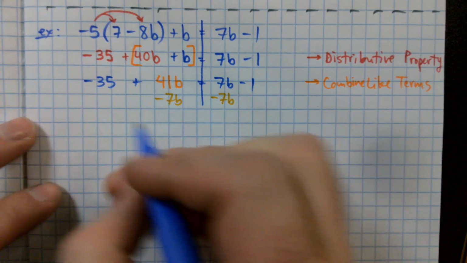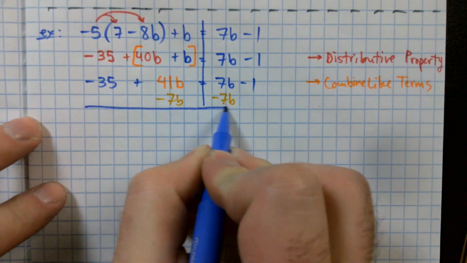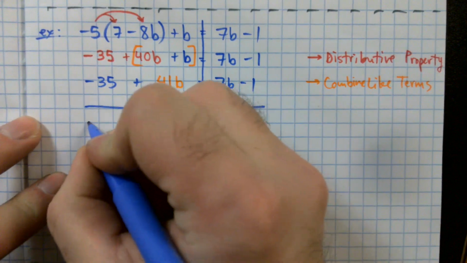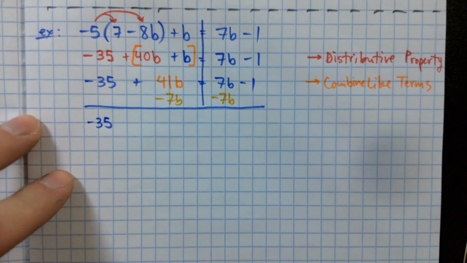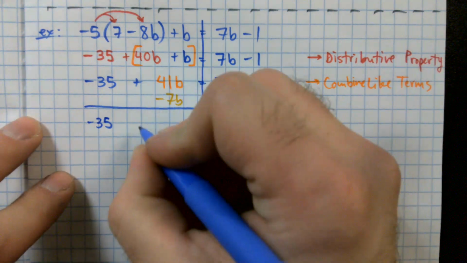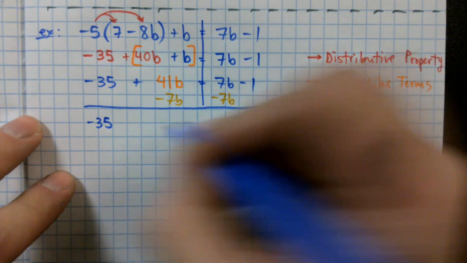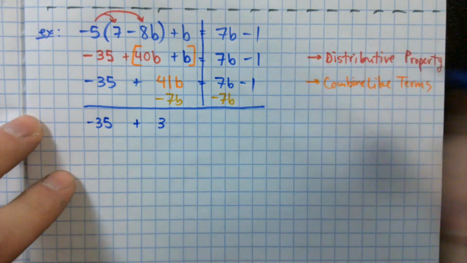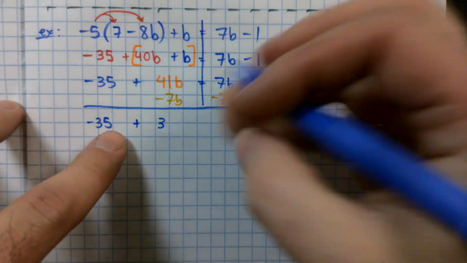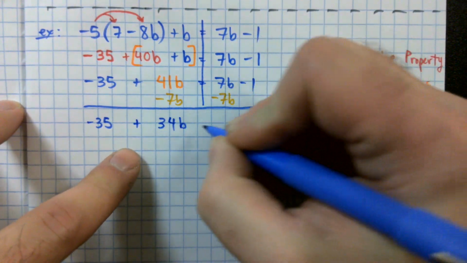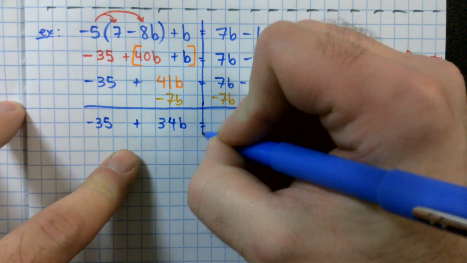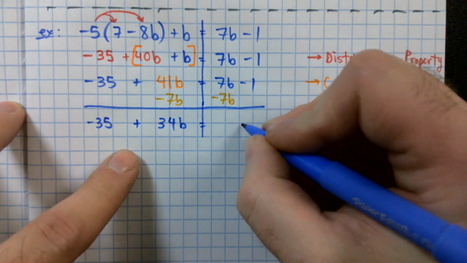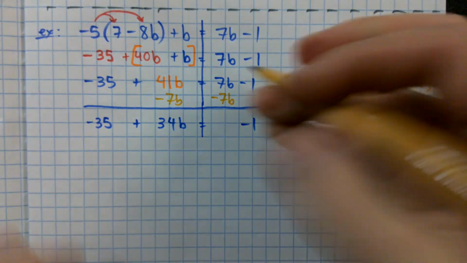What's 41 minus 7? I don't even know. 36. Positive? Yeah, positive. No, not 36. Yeah, 34. You got it. I thought it was 36 earlier too when I was writing it. Don't worry. Miscalculation. And those 7bs go away.